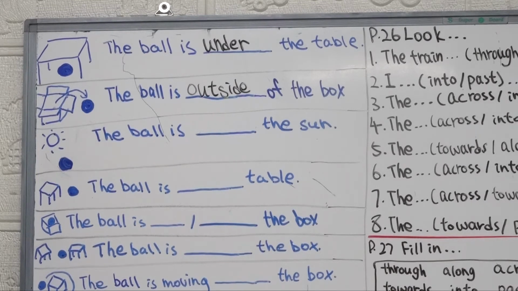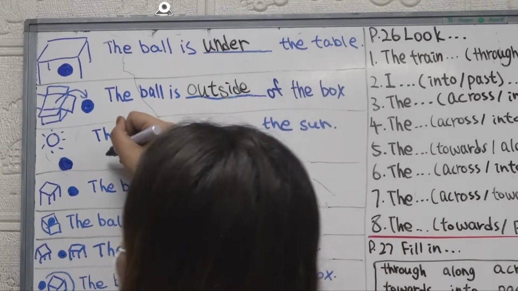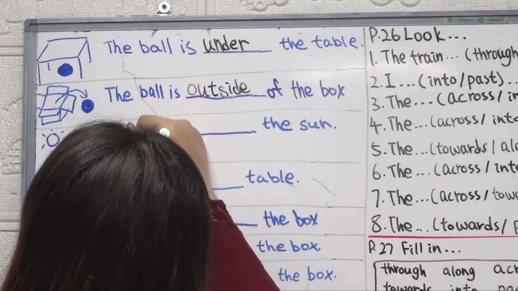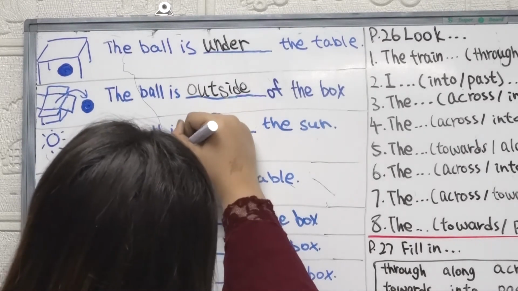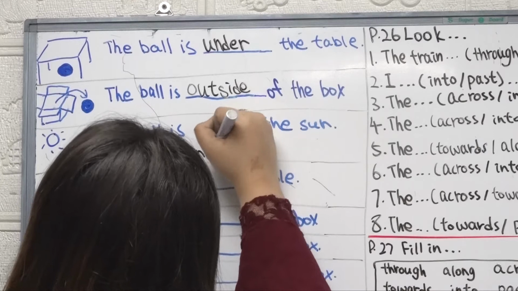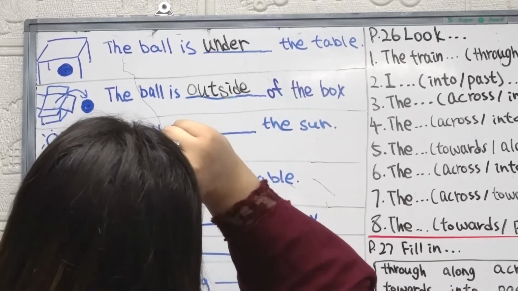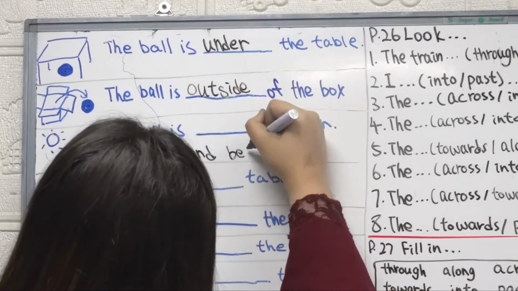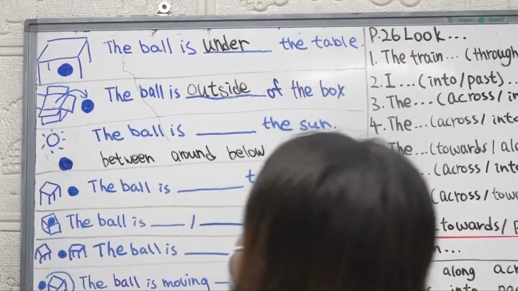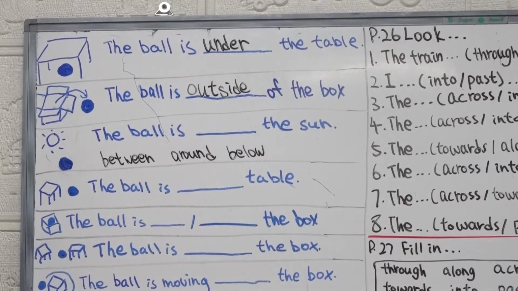Alright, let me give you hints, okay? Is it between? Around? Or we use below? Which one do you think is the appropriate preposition for this? The ball is between the sun, around the sun, or below the sun?